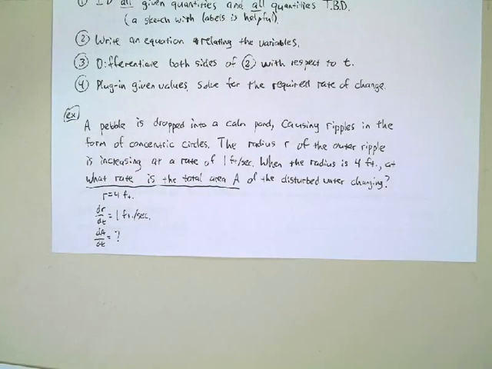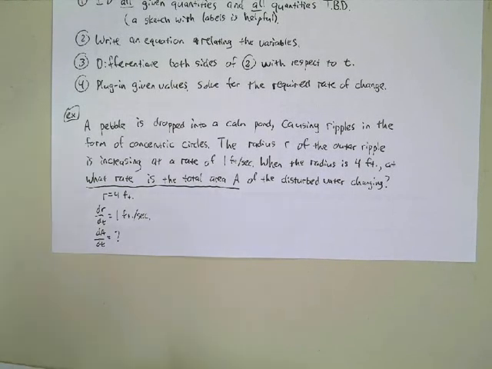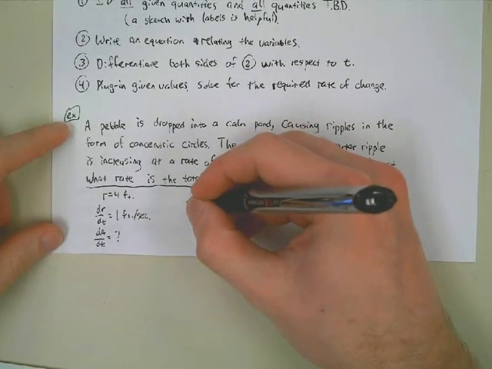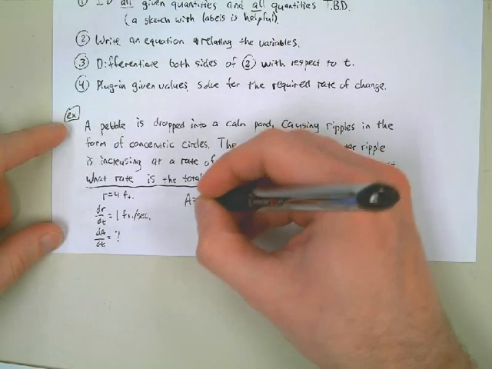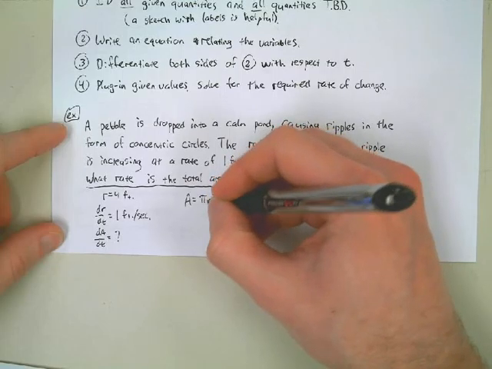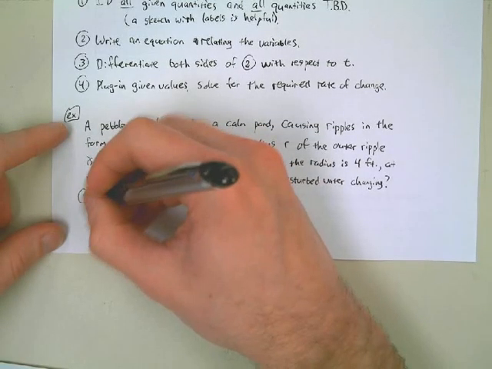So what formula can we use that relates area and radius? Yeah, the area of a circle, right? We're talking about a circle. These are concentric circles. So the area is equal to pi r squared. That is our equation. So there is step 1. Here's step 2. We wrote an equation relating the variables.